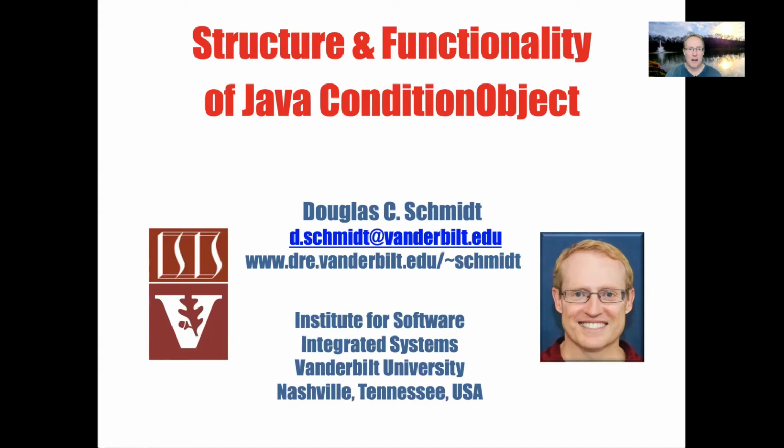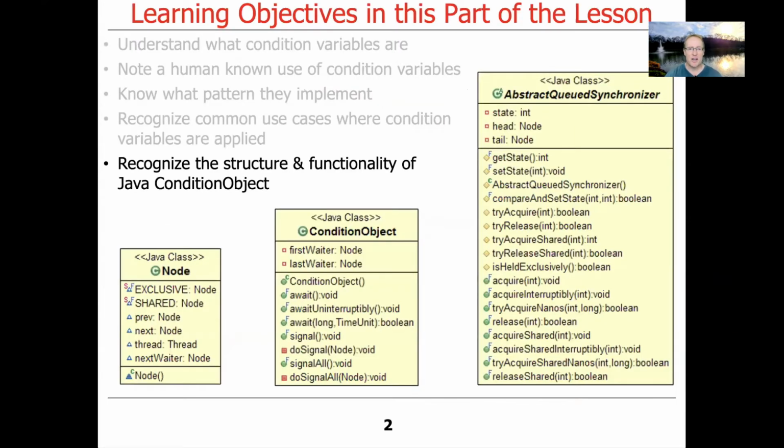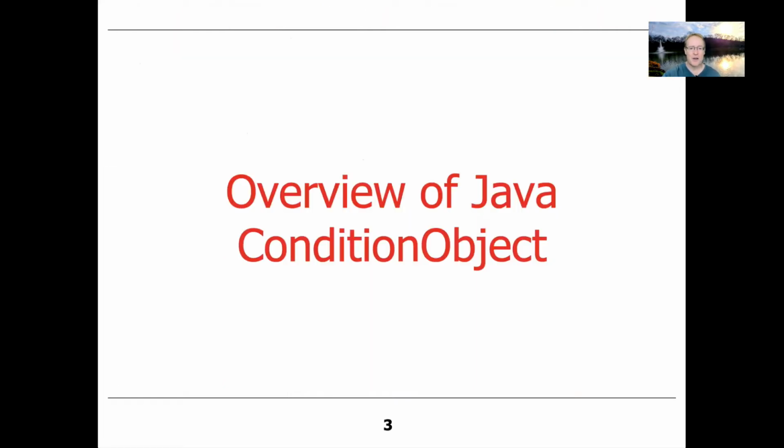So we're now ready to talk about the structure and functionality of the Java ConditionObject class. This particular class is quite interesting for a variety of reasons. One reason is how it works and what its semantics are. Another reason is how it's actually integrated into other parts of the Java class library. And you'll see as we look through this in more detail that it's put in an interesting place.